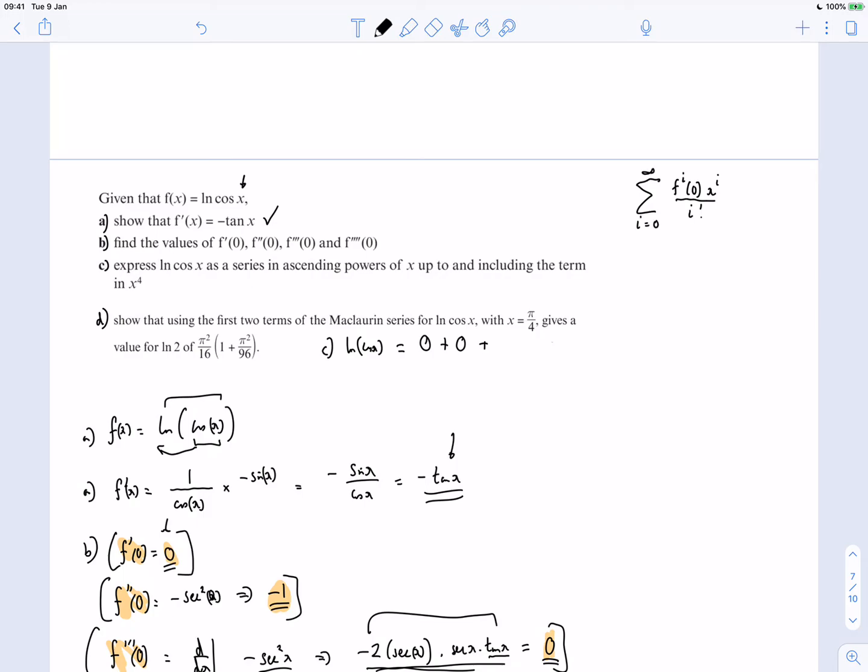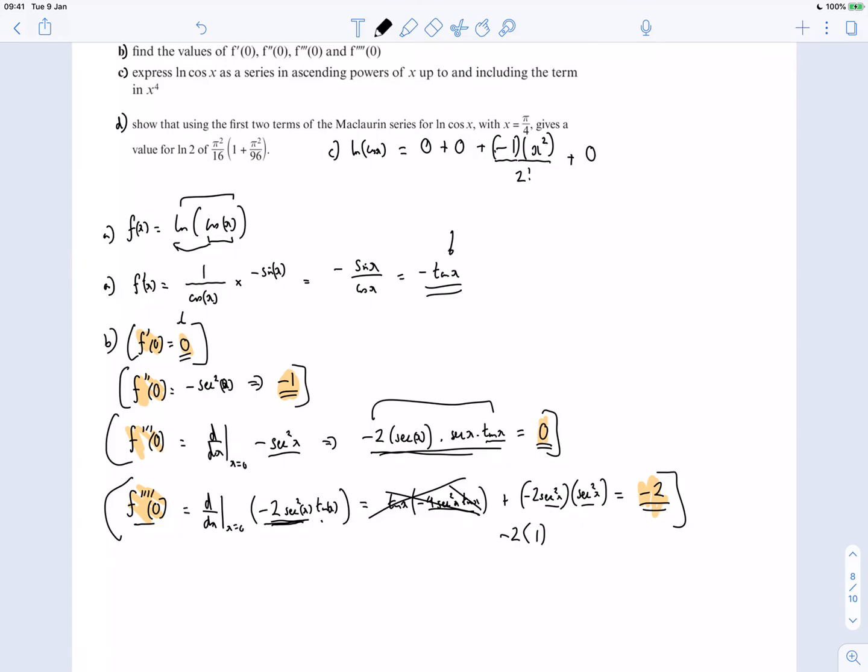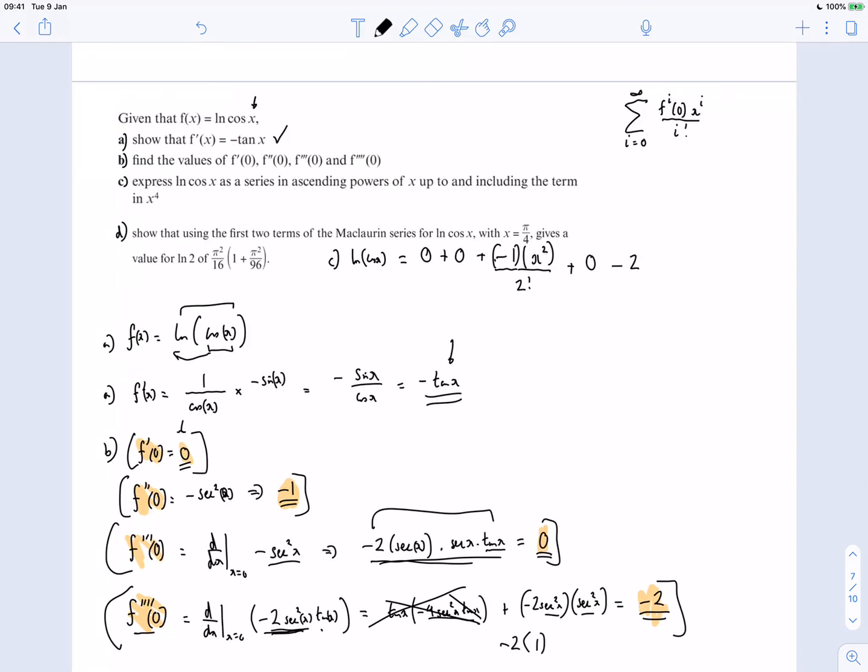So for the third term, which is when i is 2, I've got the second derivative, which is minus 1, lots of x squared all over 2 factorial. For the next one, I've got f triple dashed, which is 0, so that term is 0. And then for the fifth term, the fourth derivative, I've got minus 2 lots of x to the 4 all over 4 factorial.